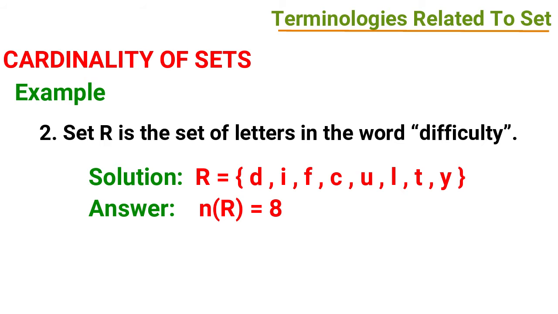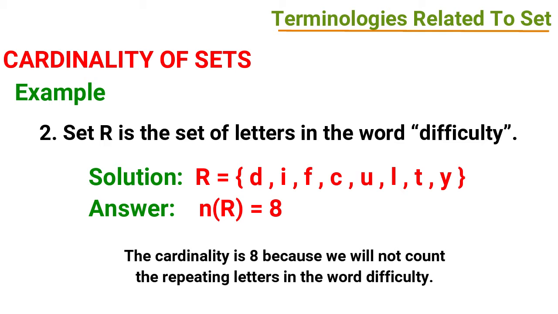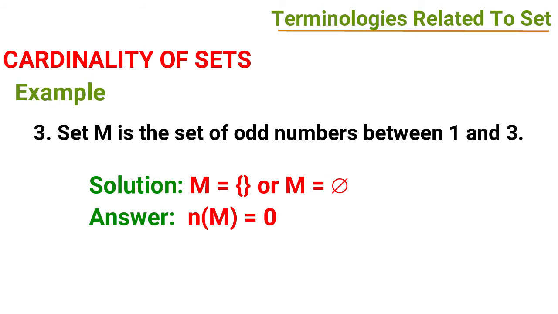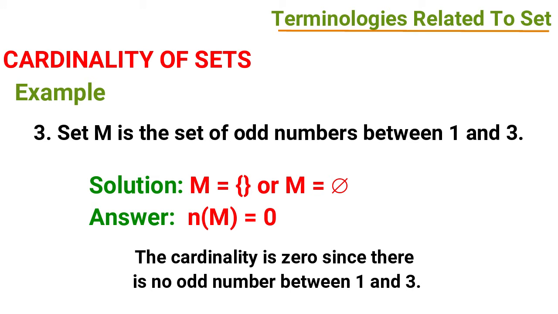In example number 2, set R is a set of letters in the word difficulty. The cardinality is 8 because we will not count the repeating letters in the word difficulty. So, we have only letters D, I, F, C, U, L, T, Y. And in the third example, set M is a set of odd numbers between 1 and 3. The cardinality is 0 since there is no odd number between 1 and 3.